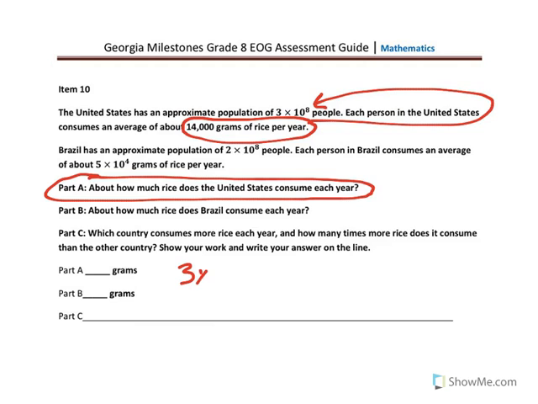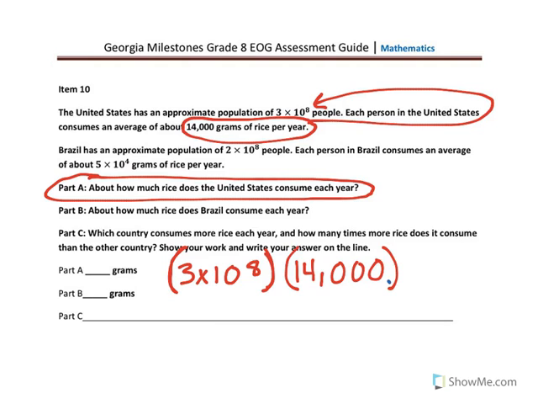You have 3 times 10 to the 8th number of people who consume 14,000 grams of rice per year. In order to multiply these two numbers together, they both have to be in the same form. Right now, the first number is written in scientific notation, and the second number is written in standard form. So we want to put both of these into scientific notation.